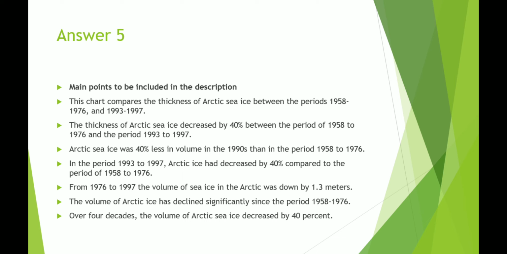The thickness of the Arctic sea ice decreased by 40% between the period of 1958 to 1976 and the period of 1993 to 1997. Arctic sea ice was 40% less in volume in the 1990s than in the period 1958 to 1976. Likewise, I mentioned here the important points of that particular image. Try to include all these points in your answer.